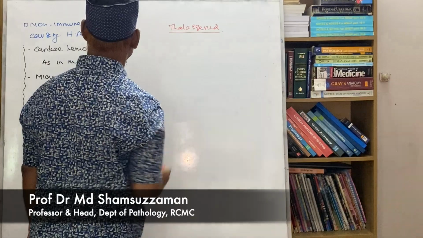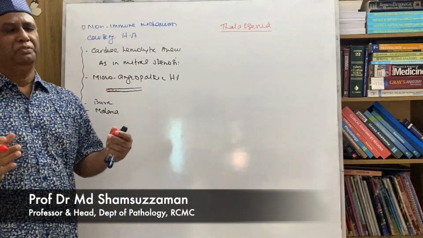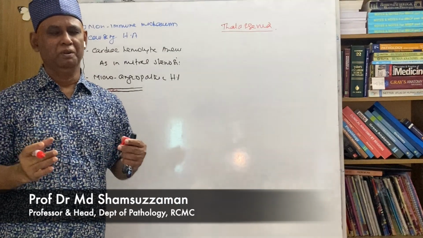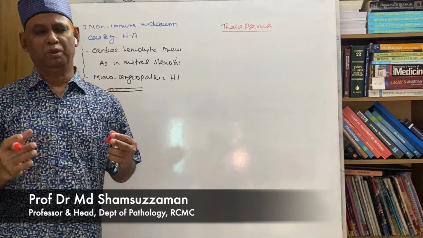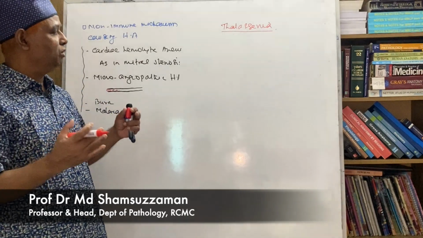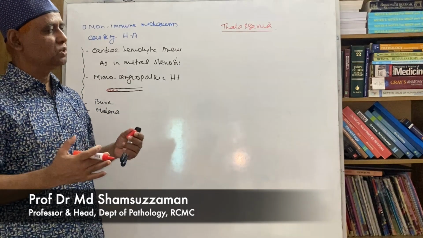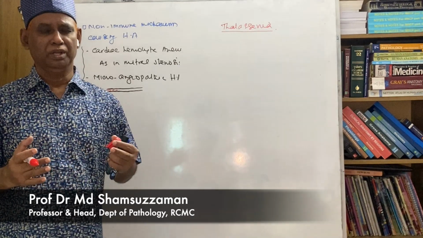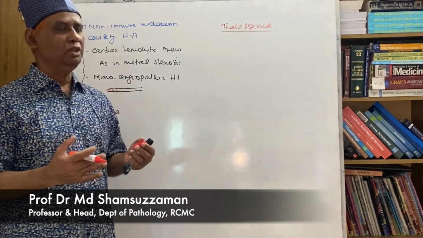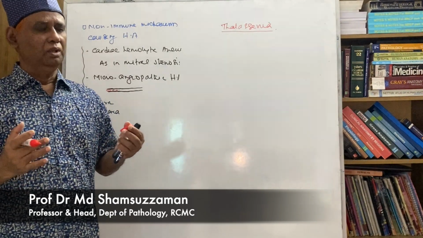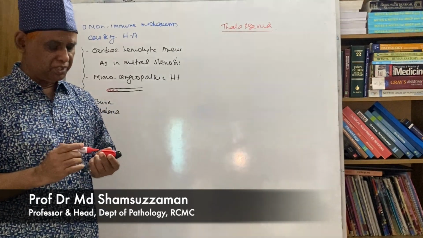Dear audience, in the last class I told you what are the differential diagnoses of iron deficiency anemia. I told you iron deficiency anemia causes microcytic hypochromic anemia, thalassemia also causes that, sideroblastic anemia also causes that, and also anemia in chronic diseases. So thalassemia, sideroblastic anemia, and anemia in different chronic diseases are the differential diagnoses of iron deficiency anemia.